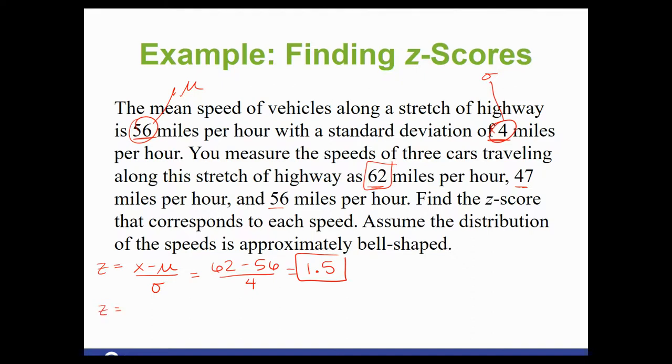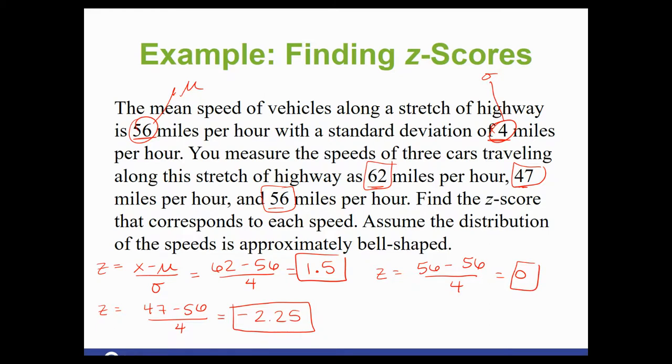And now we can do it again for the other 2. So the next one is 47. So 47 minus 56, the mean, divided by your standard deviation of 4, gives you negative 2.25. So that would be to the left of the curve, to the left of the hump. And our last one, 56 is our x, minus our mean, divided by our standard deviation, right where we would think it would be, right in the middle. When your x and your mean are the same number, your z would be 0. No distance from the mean.